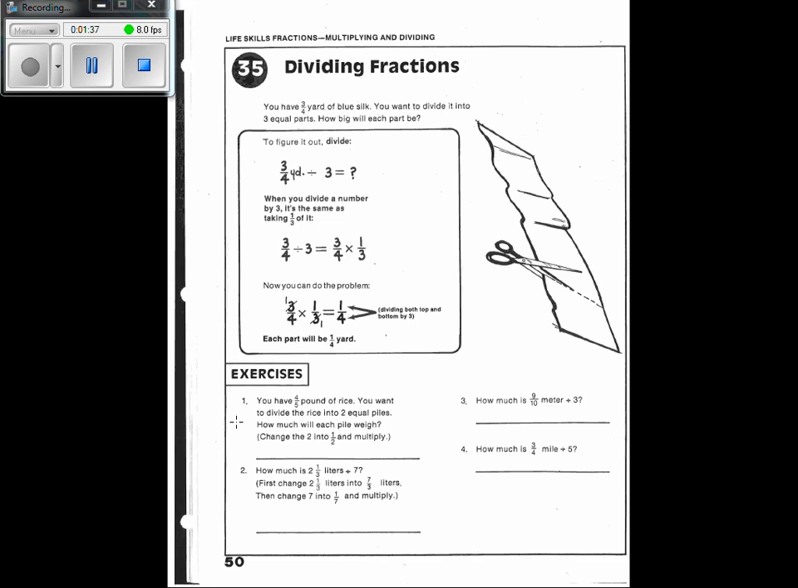Number 1. You have 4/5 of a pound of rice. You want to divide the rice into 2 equal piles. How much will each pile weigh? Hint, change the 2 into 1/2 and multiply.